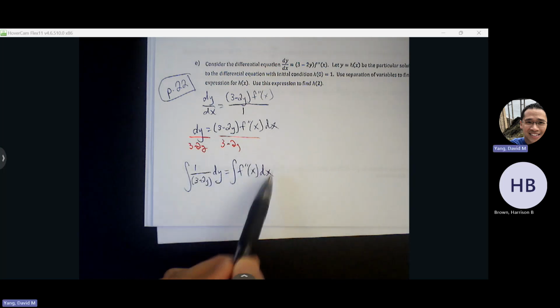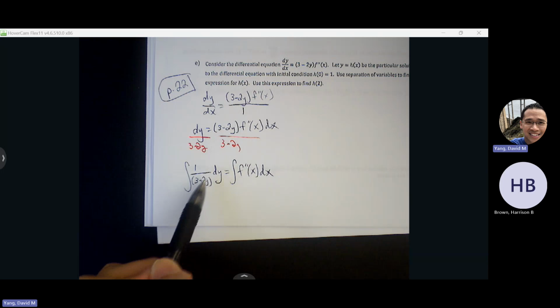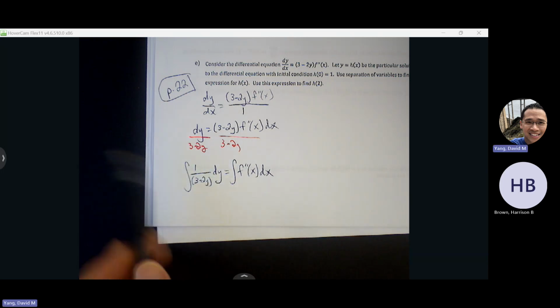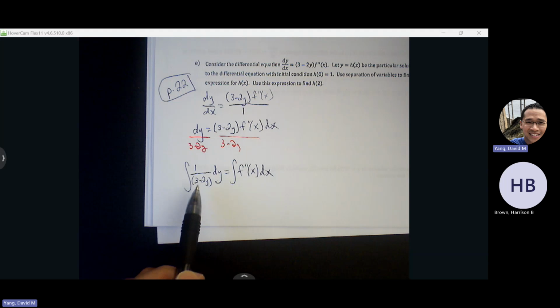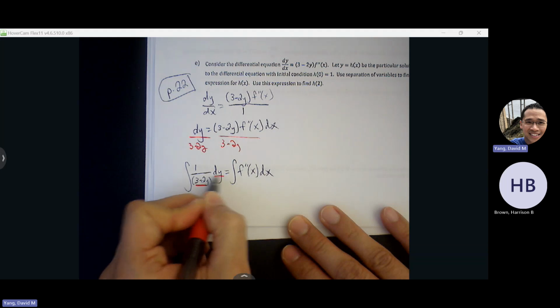So the right side, we can just use the first theorem. We know that f double prime will rise up to f prime. But here, we've got to go through the correct integral rule. And there's multiple terms down here. We can't just rely on an integral rule to begin with, so we'll do u substitution. And our u value is going to be that 3 minus 2y in the denominator.